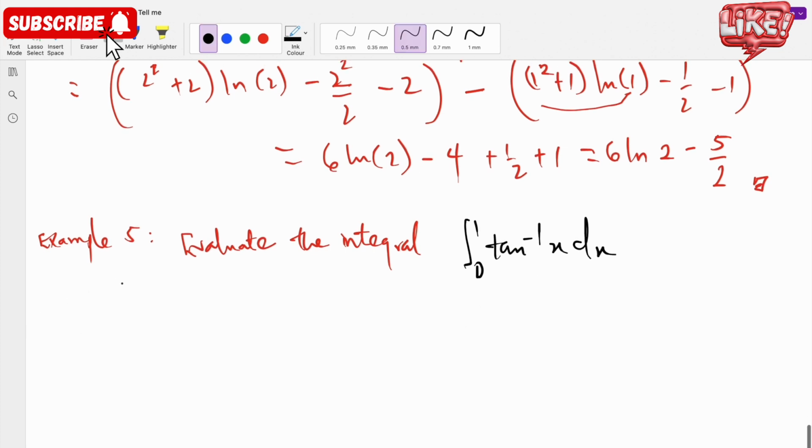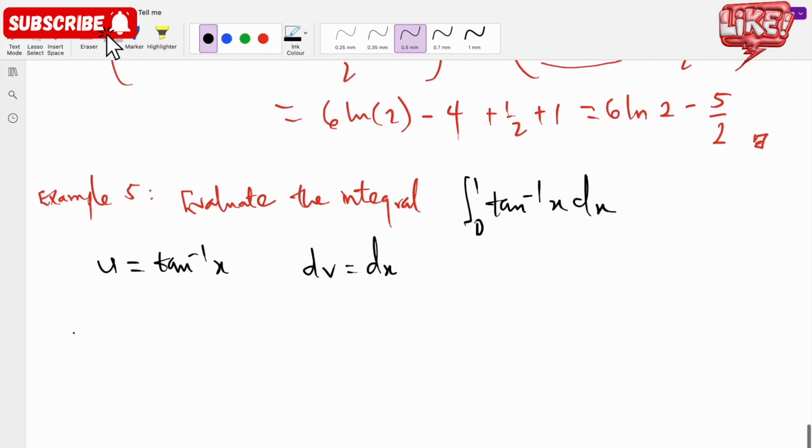So just like what we said, I will leave this for you as an exercise. So your u is simply arc inverse of x, right? And so that means your dv will simply be dx. And your du will be, if you differentiate this, you should get 1 over (1 plus x squared) dx, right? And your v should give you x.